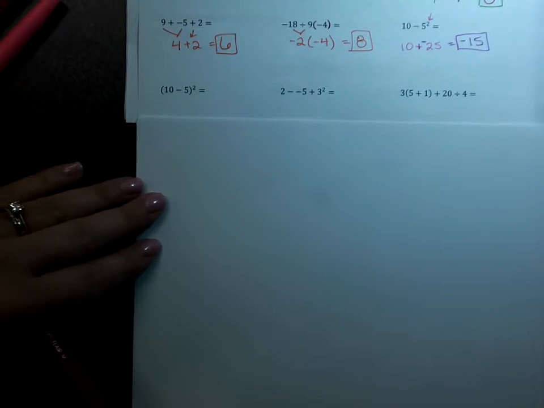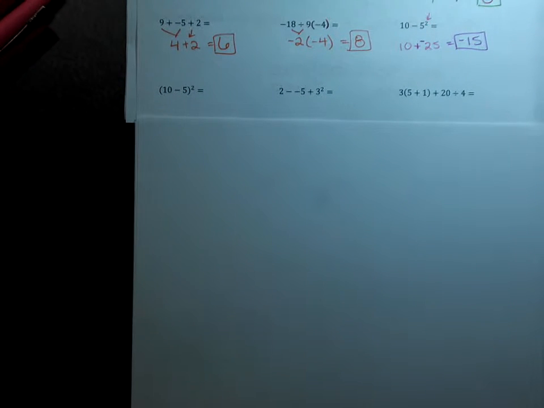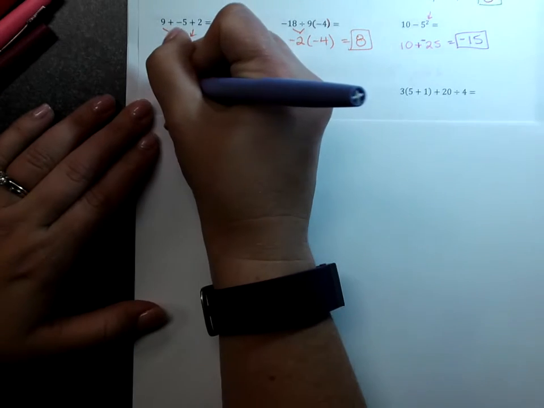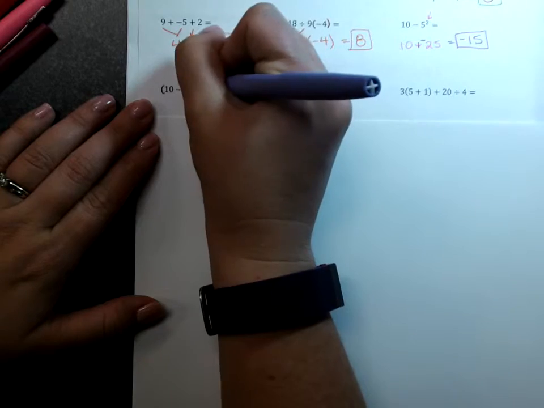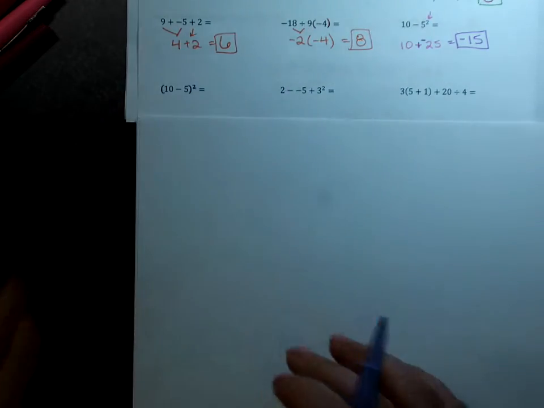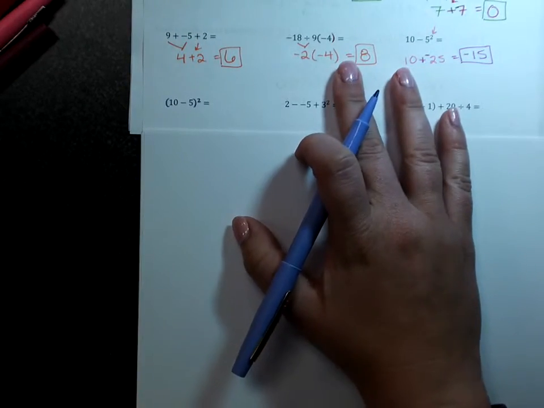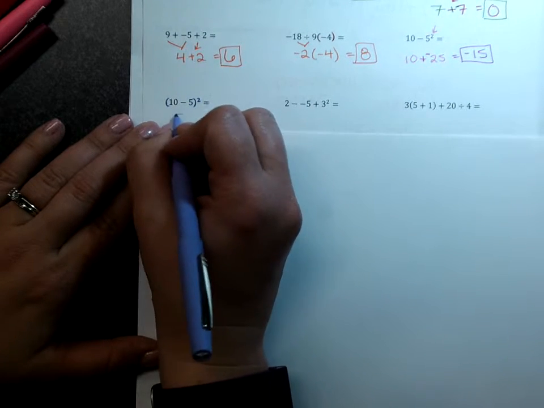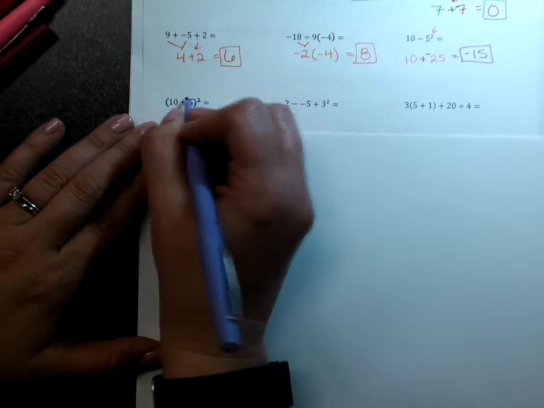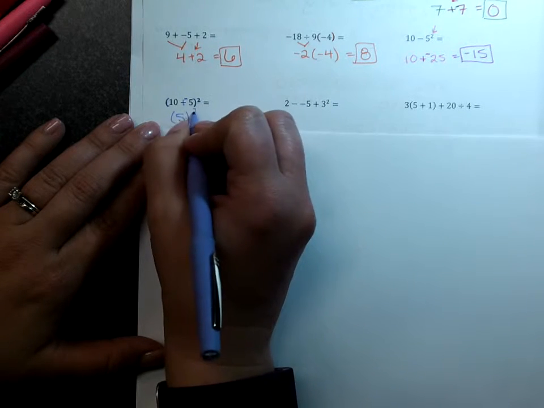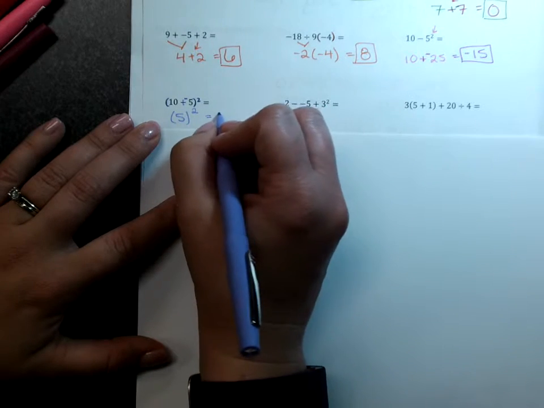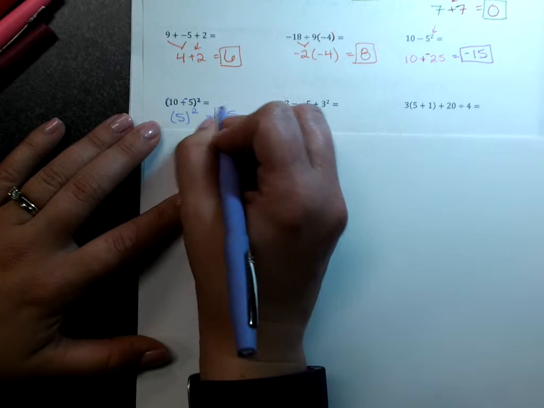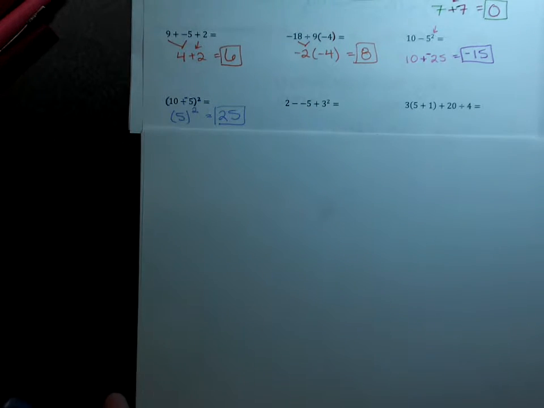These are going to get a little more involved. 10 minus 5, and on the outside of the parentheses we have a squared. This means we're going to do the operation inside the parentheses first. 10 minus 5, which is 5, or you can do keep, change, change. Then we'll take that 5 and we'll square it. 5 squared is 25. So parentheses operation first, then our exponent operation.